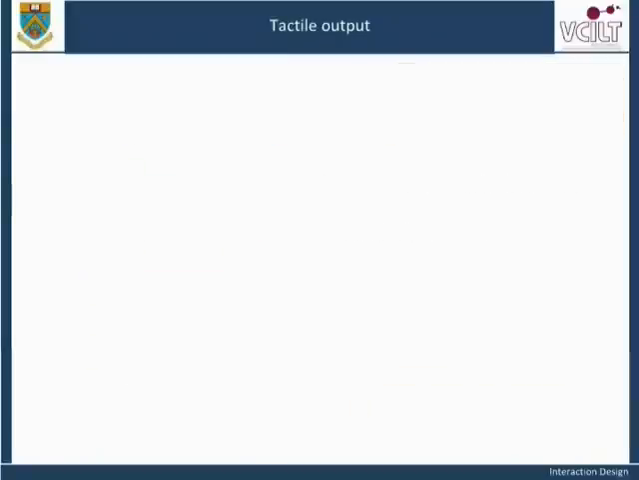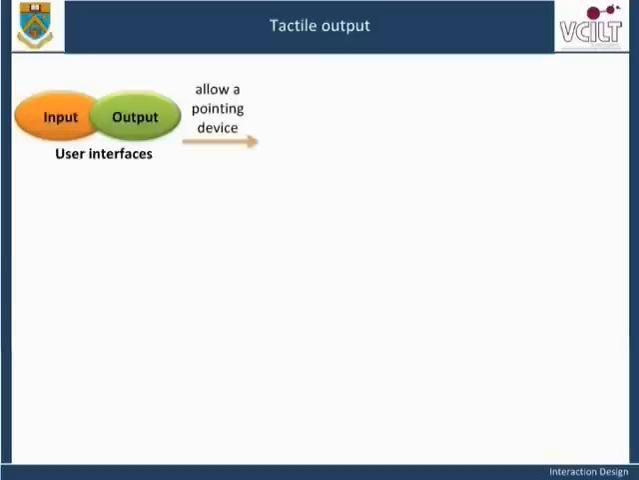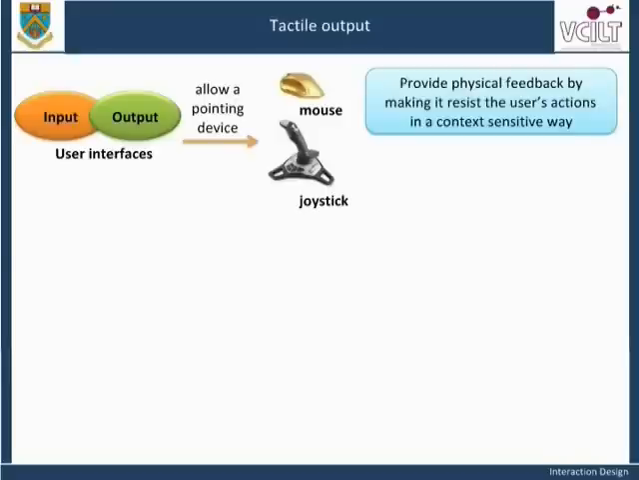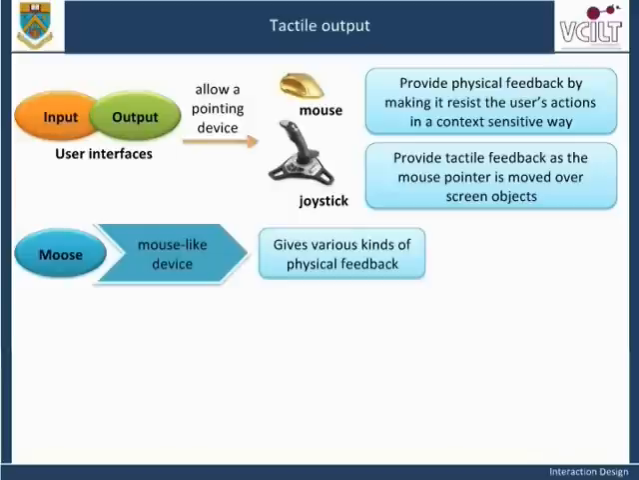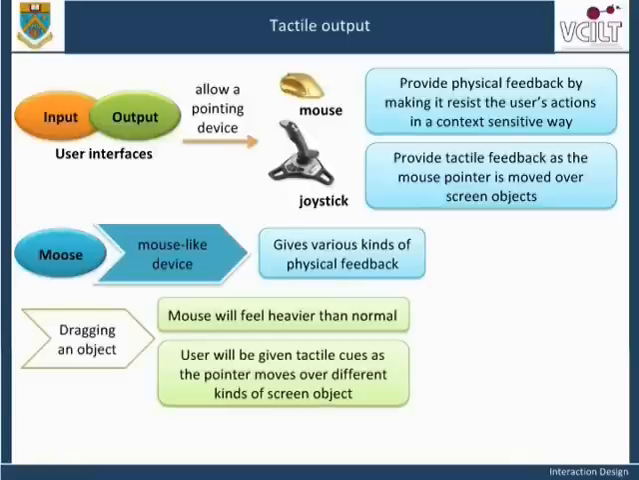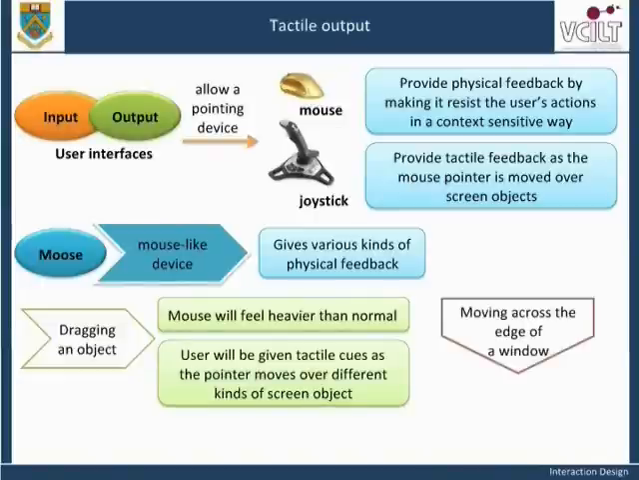A simple but effective way of combining input and output for user interfaces has been to allow a pointing device, such as a mouse or joystick, to provide physical feedback by making it resist the user's actions in a context-sensitive way, and provide tactile feedback as the mouse pointer is moved over screen objects. For example, the mouse is a mouse-like device that gives various kinds of physical feedback. If the user is dragging an object, the mouse will feel heavier than normal, and the user will be given tactile cues as the pointer moves over different kinds of screen object. For instance, moving across the edge of a window could produce a click sensation.